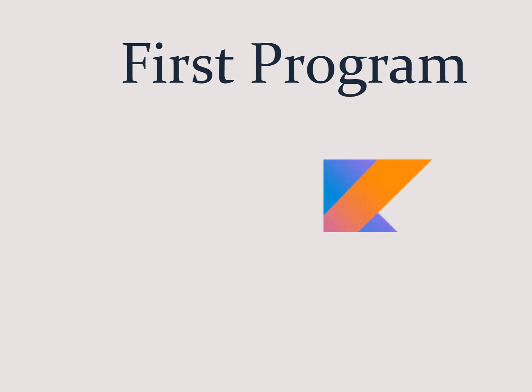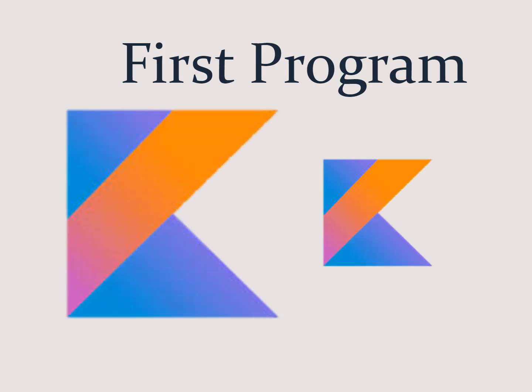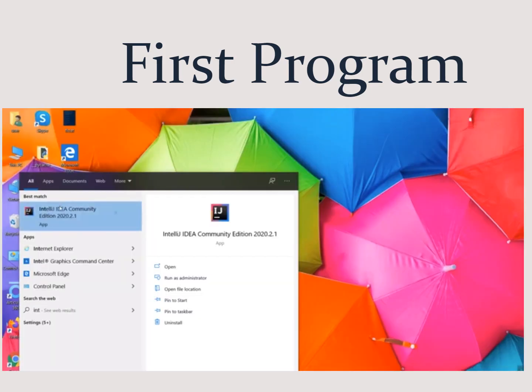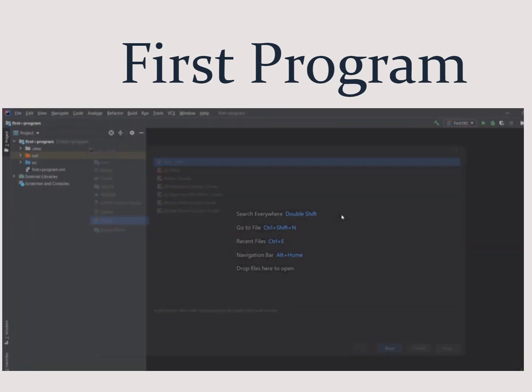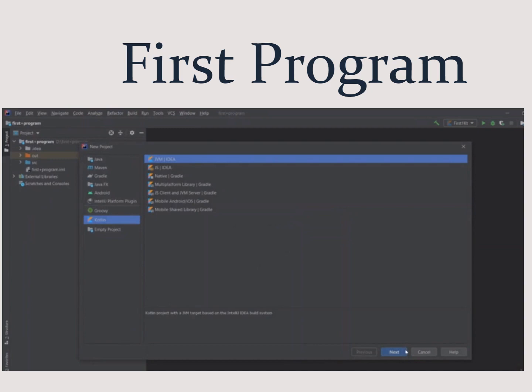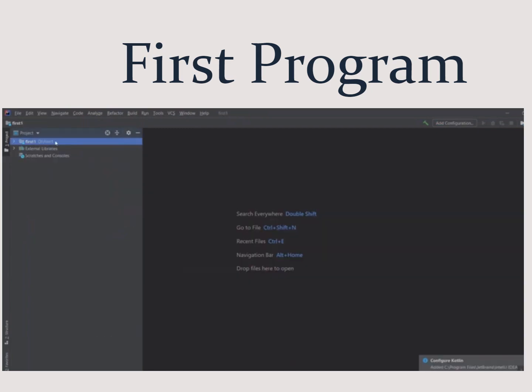First program in Kotlin. We will create our first program in Kotlin. Open IntelliJ IDEA. Go to the File menu. Click New, and Project. Select Kotlin, and Kotlin JVM. Click Next and give your file name.